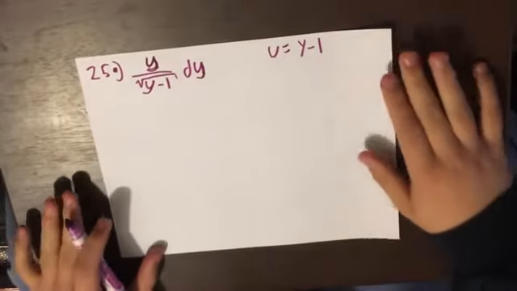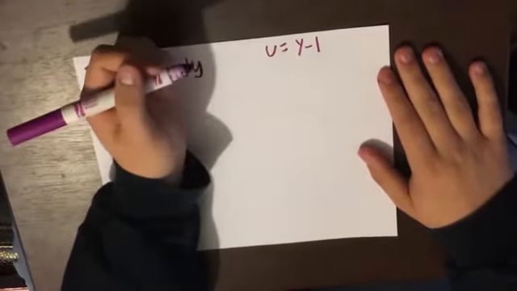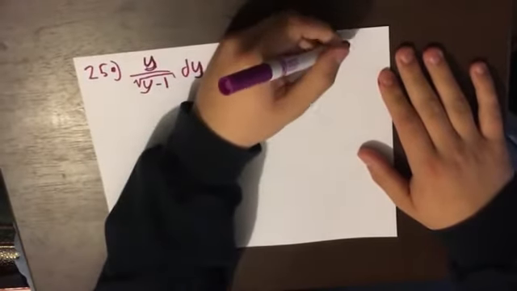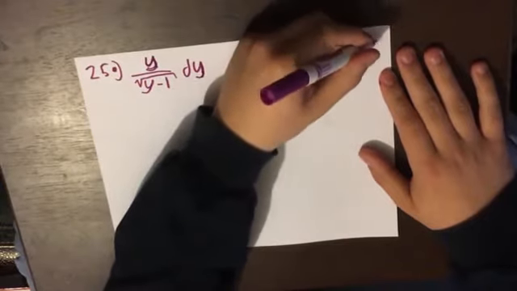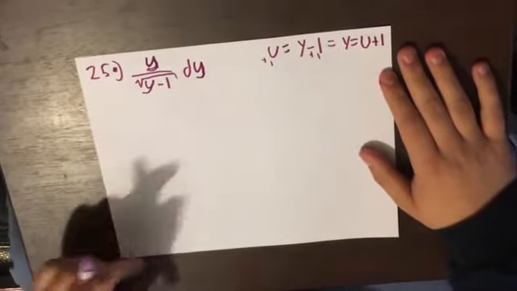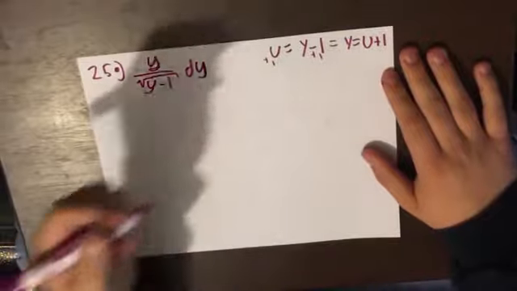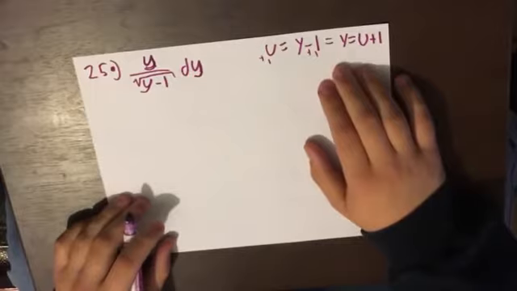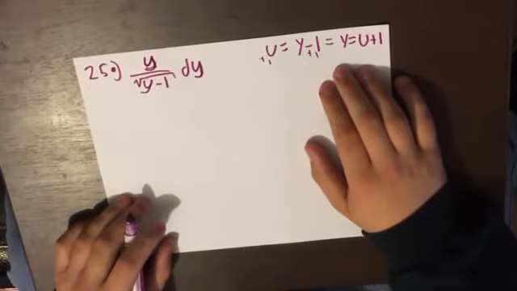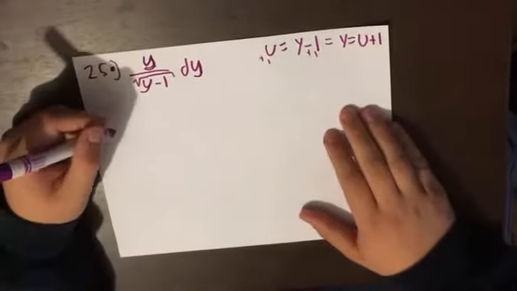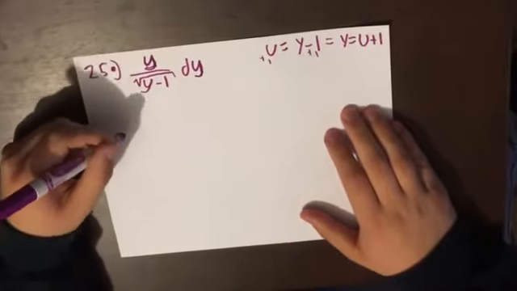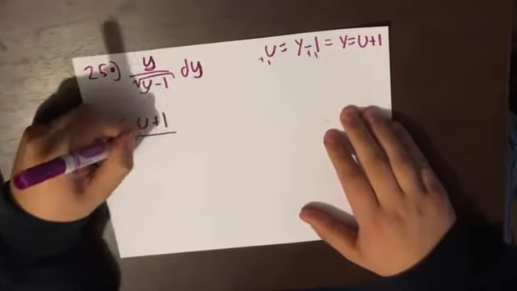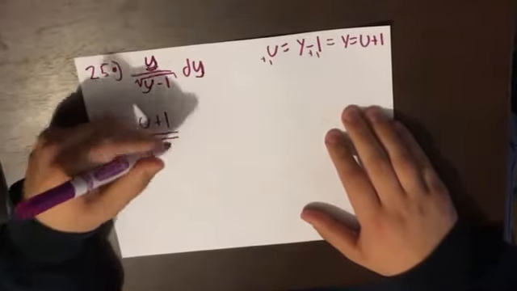Just bear with me. What you're going to do here is solve for u. So you're going to add 1 to both sides, and you're going to get y equals u plus 1. That's not your derivative, but that's really what you're going to put on the top of the problem. So now we're going to rewrite this as u plus 1 over the square root of u.